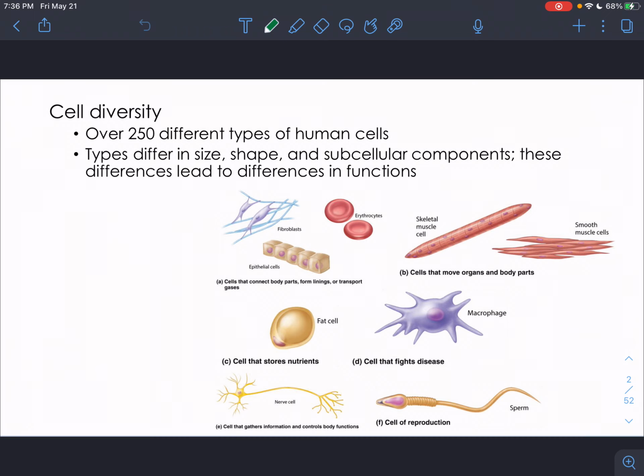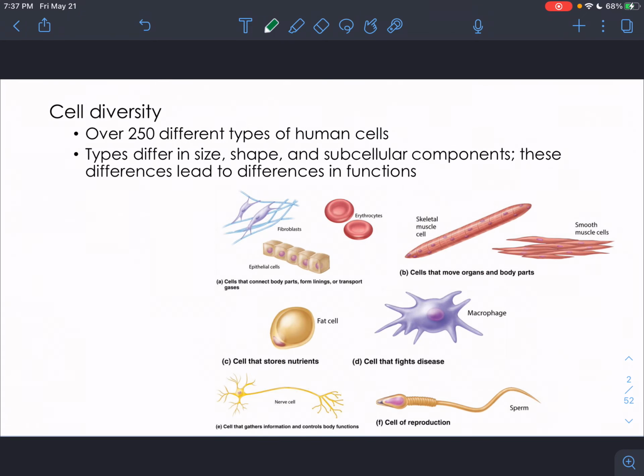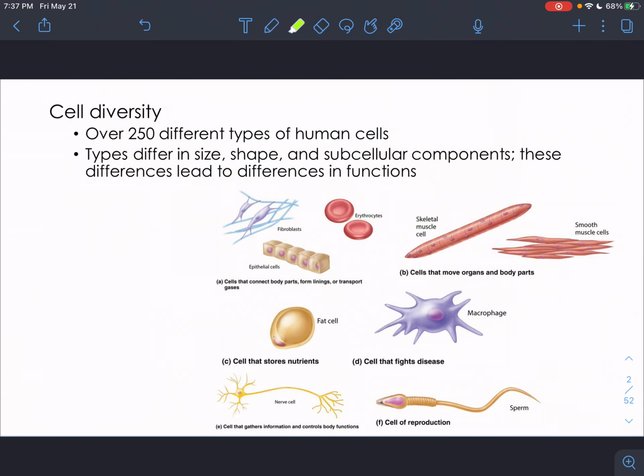So everyone, I'm sure, has seen a cell that looks something like this in a biology class in high school, or biology class in college, whatever, just your typical cell drawing. However, that's not what all the cells in our body look like. The human body has over 250 different types of cells that have different sizes, shapes, and subcellular components that make them unique and allow them to perform unique functions.